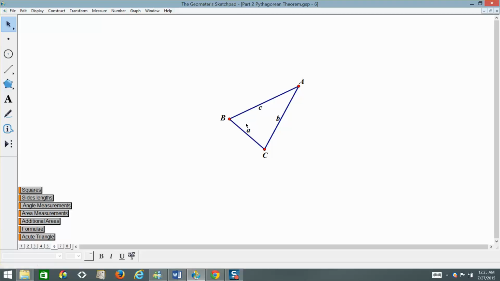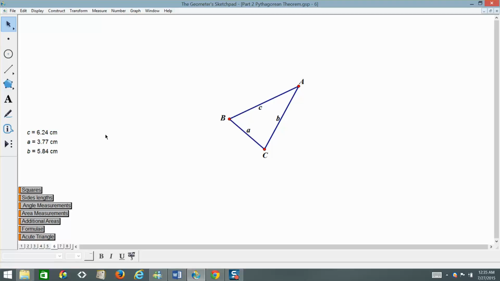And in front of angle B is side B, in front of angle C is side C, and in front of angle A is side A. I will measure the length of these sides. This is the result.